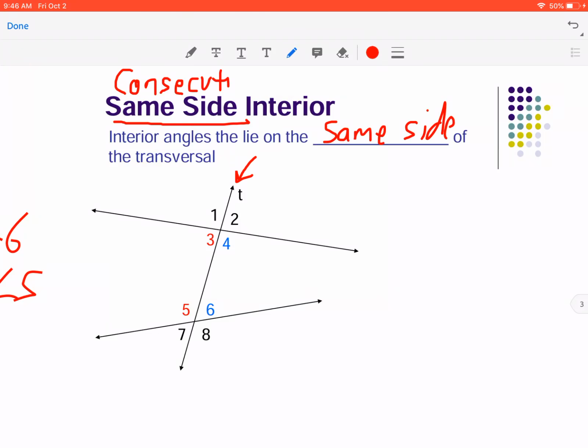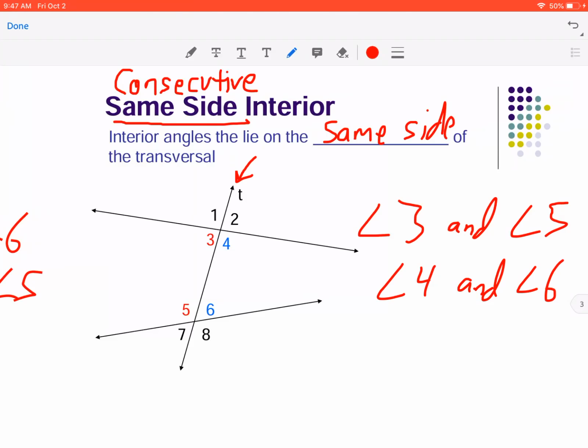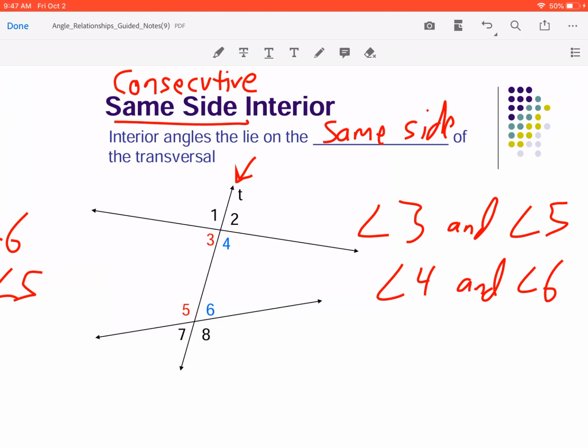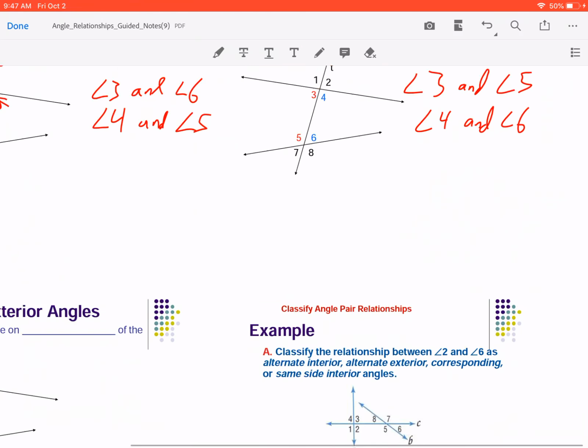So you might see that term later on a quiz or assignment. Consecutive interior and same side interior mean the same thing. They have to be on the inside of the two lines, and they have to be on the same side of the transversal. So angle 3 and angle 5, and angle 4 and angle 6. That's consecutive interior or same side interior. I've seen it called both, the same thing.